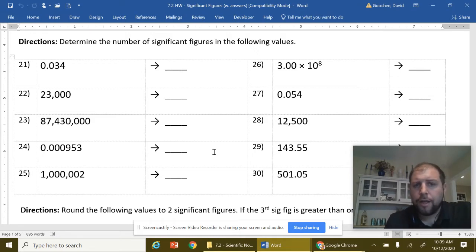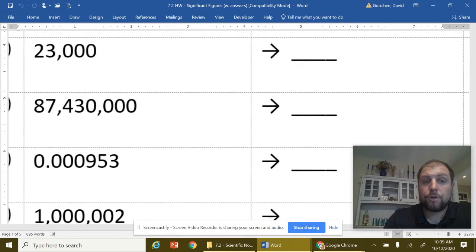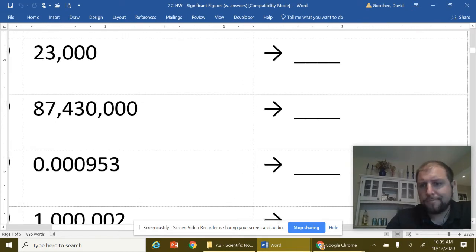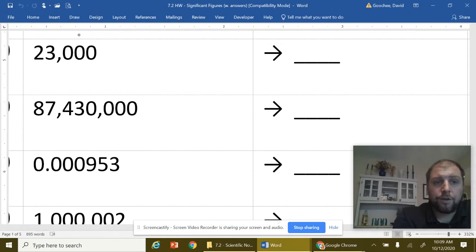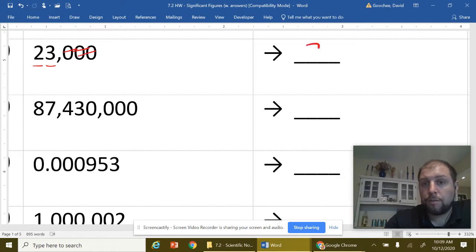So let's take a look at an example. Take a look at number 23 here. It's a large number, so let's just ignore the zeros at the end of it. If we ignore these zeros here, we are left with a number where only the 2 and 3 were actually measured. So we would say that this number right here has two significant figures.